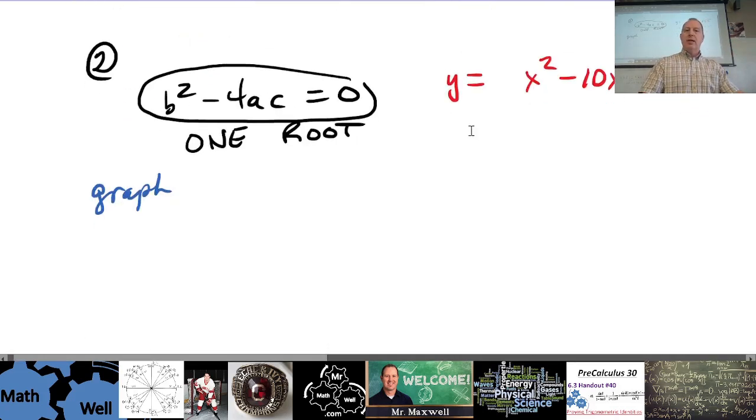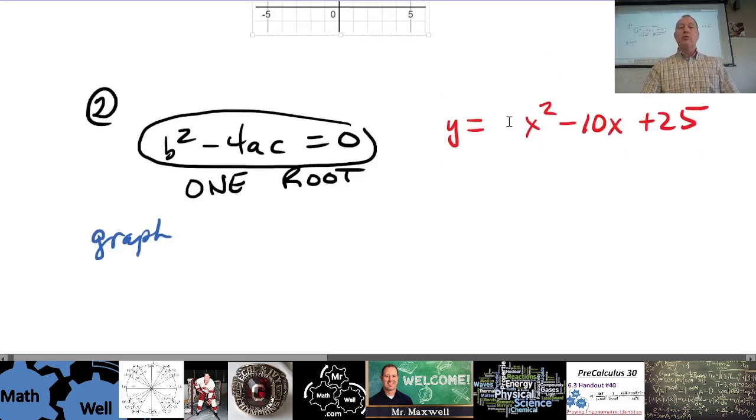All right, number 2. What happens if b squared minus 4ac, the discriminant, equals 0? If it equals 0, then what happens there?